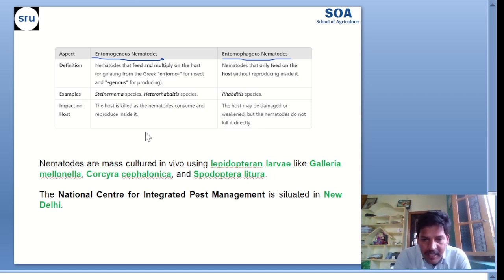Nematodes are mass cultured in vivo in the lab by using lepidopteran larvae like Galleria mellonella, that is waxworm larvae, Corcyra cephalonica, rice moth larvae, and Spodoptera litura. The National Centre for Integrated Pest Management is situated in New Delhi.